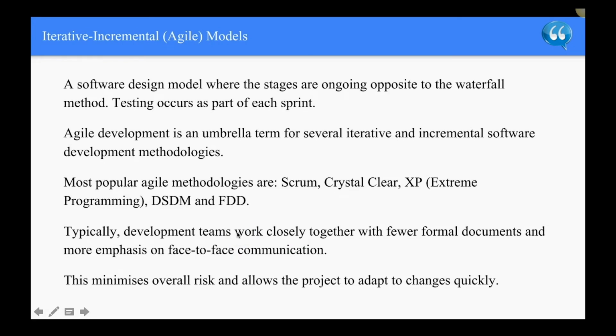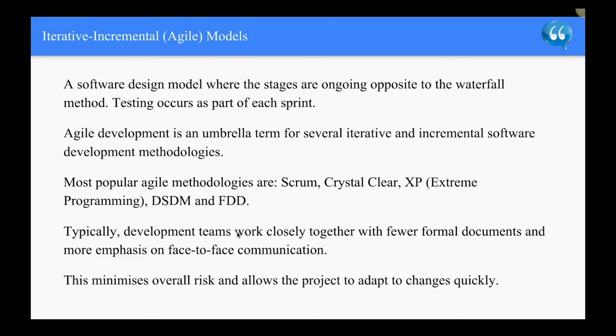Okay, this is my favorite one, which is Agile. Iterative incremental Agile models. It's a software design model where the stages go opposite to the Waterfall method. Testing occurs as part of each sprint.